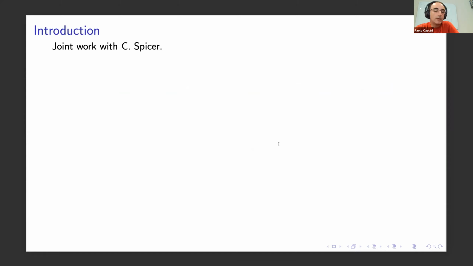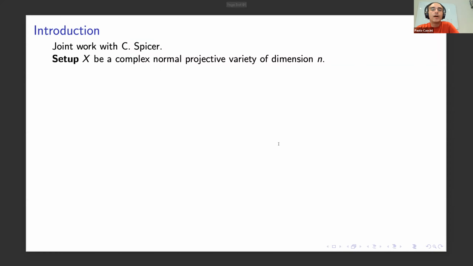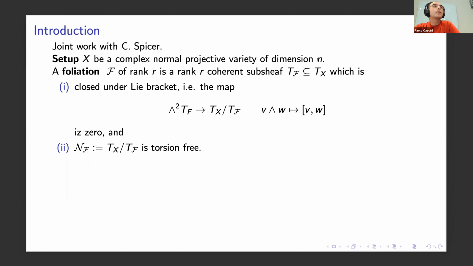What I'm going to say today is all based on work with Callum Spicer, and there are some works with others, but I will focus mostly on the work with Callum. I will start very slowly, so I'm sorry for the experts. I'm going to work over the complex numbers always, and X will always denote a normal projective variety. We don't assume it to be smooth, and just in terms of notation, we take n to be the dimension of this variety. So what is a foliation?